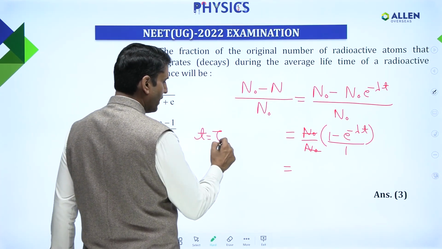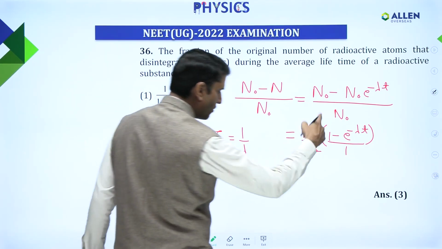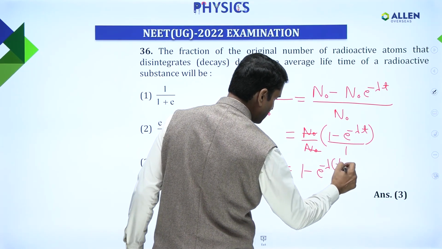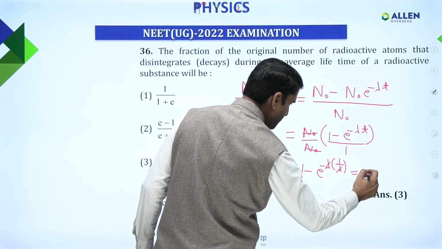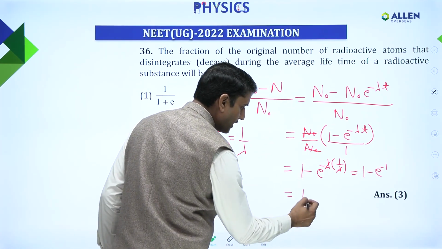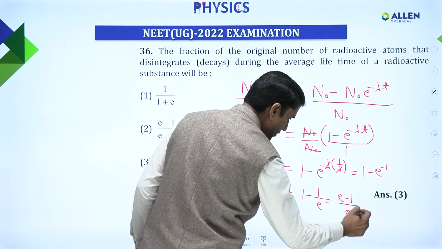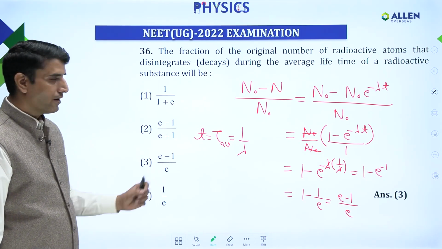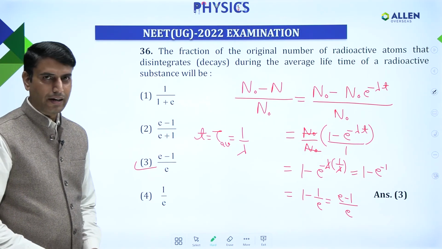It means tau average, and that is equal to 1 upon lambda. So we will put here 1 minus e raised to minus lambda times 1 upon lambda. Lambda and lambda cancelled out. So it would be 1 minus e raised to minus 1. Solving it, we get 1 minus 1 upon e. So that would be e minus 1 upon e. That would be the fraction, or ratio. It means the third option would be the right answer.